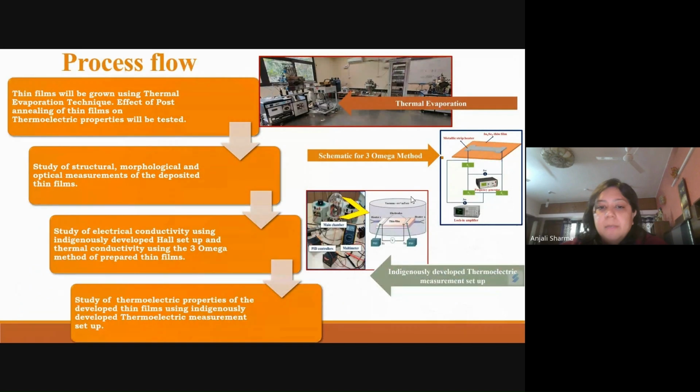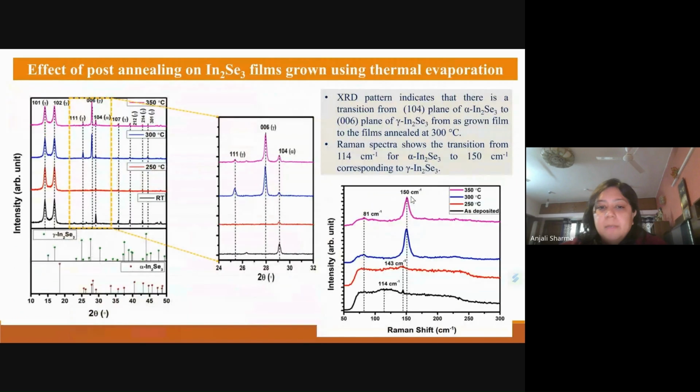So, the process flow includes first the film growth using thermal evaporation, then studying the surface and structural morphology and optical measurements of the deposited thin films. Then we studied the electrical conductivity using an indigenously developed Hall setup and thermal conductivity using the 3 omega method of the prepared thin film, and then finally studying the thermoelectric properties of the developed thin film using the indigenously developed thermoelectric measurement setup.